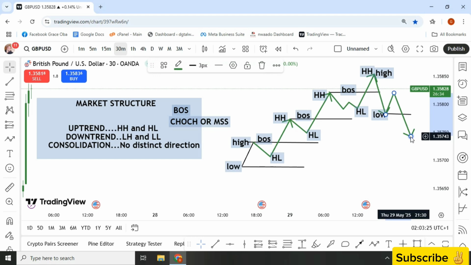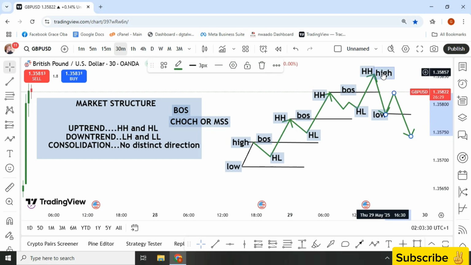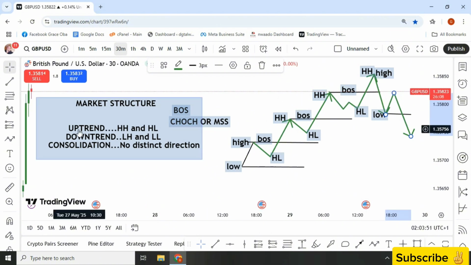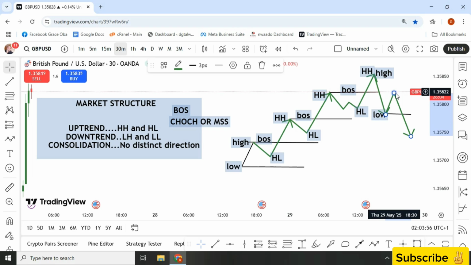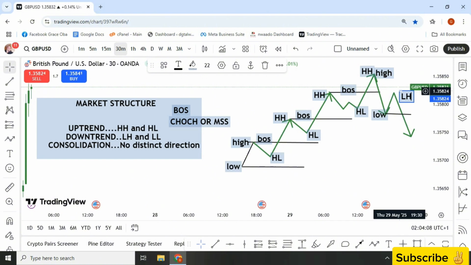You've seen that this is a high, right? And this becomes a what? A lower high, because this is a high, but this high is lower than this one. Now you see that we've started using the downtrend terms, a lower high. This is a lower high here because this high is actually lower than this one here. So we're going to label it. This becomes a lower high.